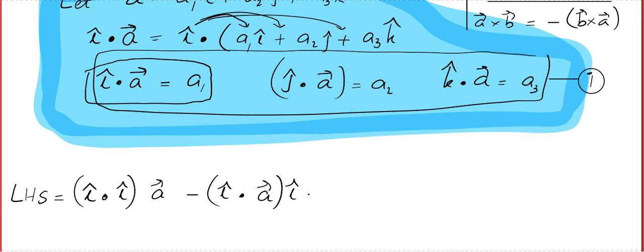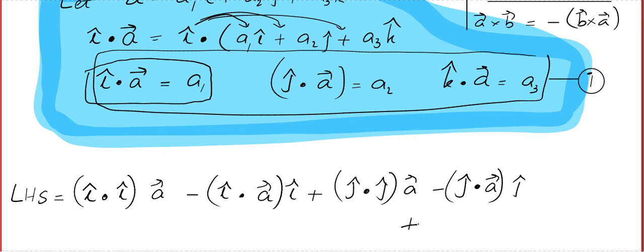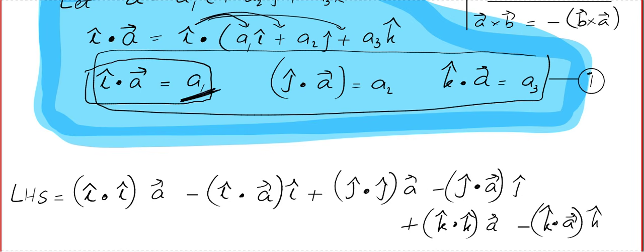plus the second term is another vector triple product. So I'm going to write the formula J, J, A minus J, A, J. Put dot, plus K, K, A minus K, A, K. Okay, now you might understand why I made you do this.